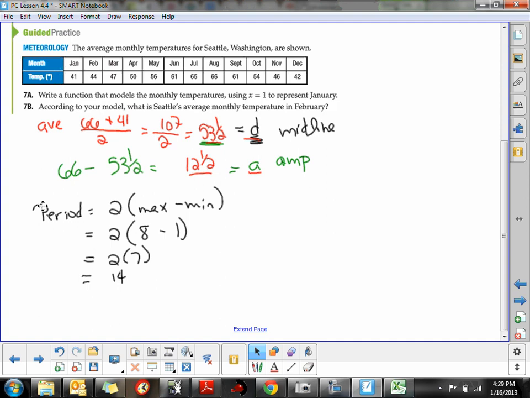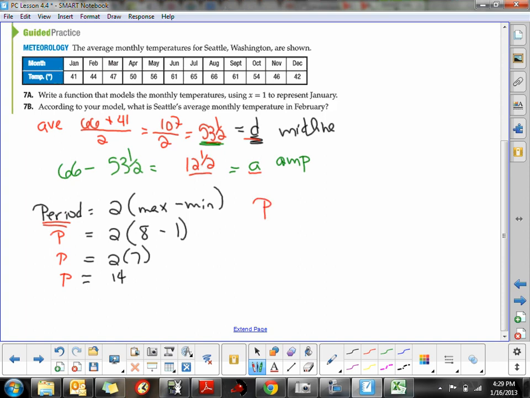So we have 2 times 7 times 14. Now in order to get our period, what I'm looking at here is the value of B that I need to place in our formula. So in order to find the value of B, this is all about the period length. It took that long to get through one full cycle of values.